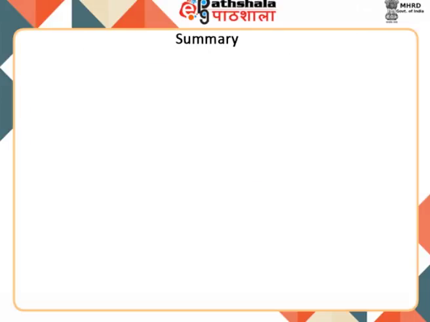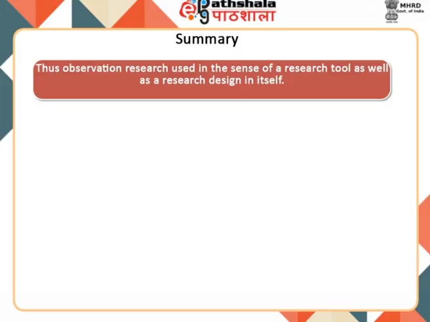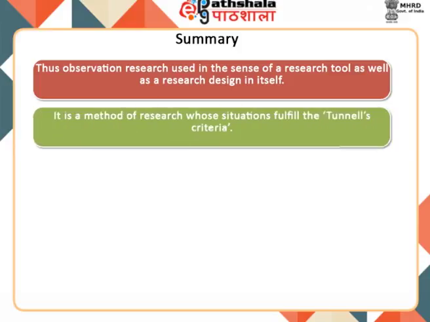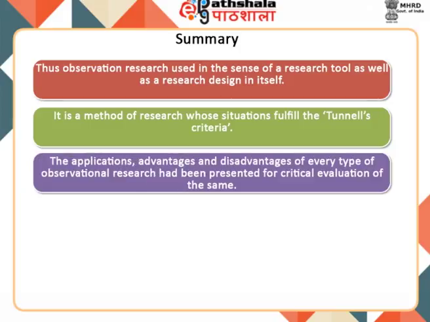Let us summarize what we have studied in this module. Thus, observation research, used in the sense of a research tool as well as a research design in itself, can be seen to be characterized by the features of naturalism, exploration, intent and purpose, and various others. It is a method of research whose situations fulfill the Tunnell's criteria. The applications, advantages, and disadvantages of every type of observational research have been presented for critical evaluation of the same.